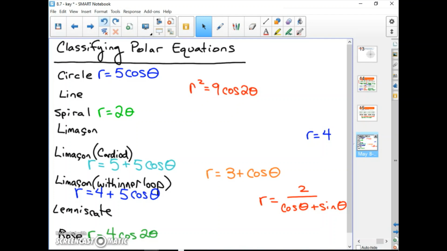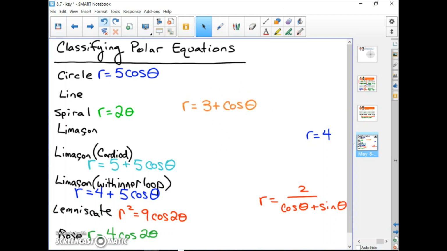This one, r squared equals 9 cosine 2 theta. Okay, this is the only one with r squared in it. Or, sometimes you might end up taking the square root of both sides. So if you ever saw a square root, it'd be kind of the same indicator. But as is with this r squared, that's going to be the lemniscate.